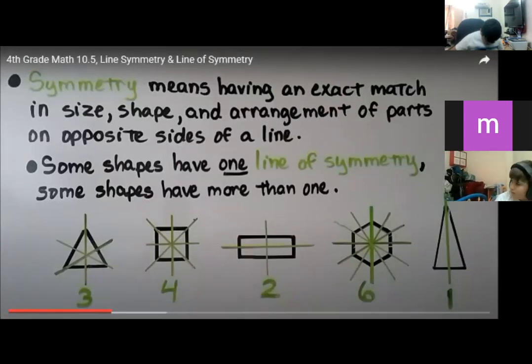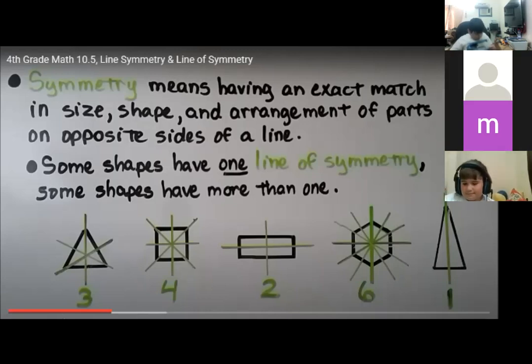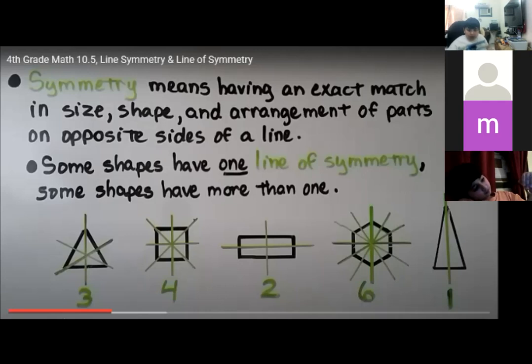Okay, my question is for Ahmad Sultan. You can see the first shape, the triangle. How can we divide it into two equal pieces? By three lines. Look, this is the first line. So we can cut this triangle into two equal pieces.